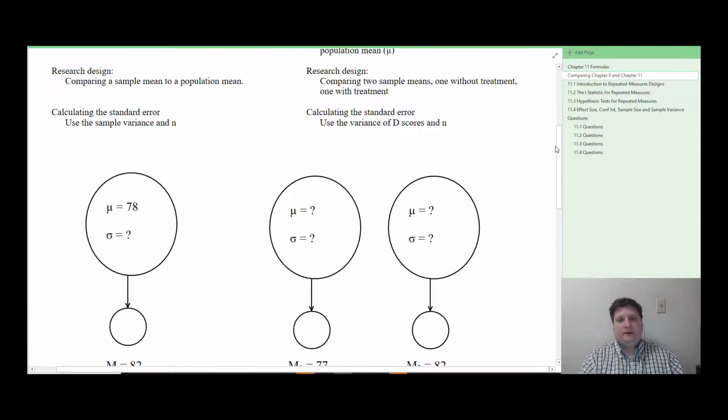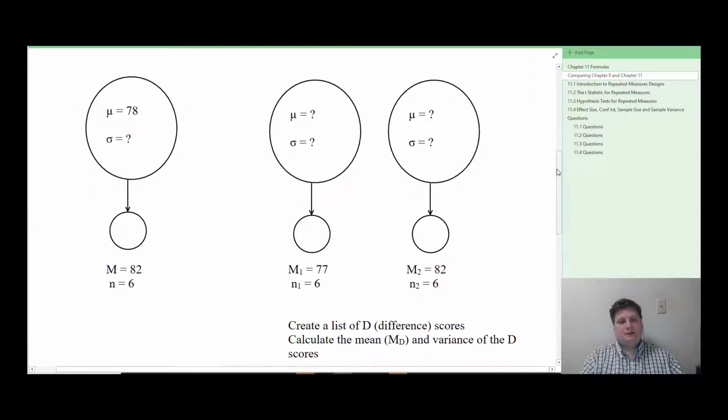Okay, so this is the way it looks. So let's just go through. Let's say the mean was 86 with 6 participants. Let's say here are the means for the sample before they took the reading program, after they took the reading program.